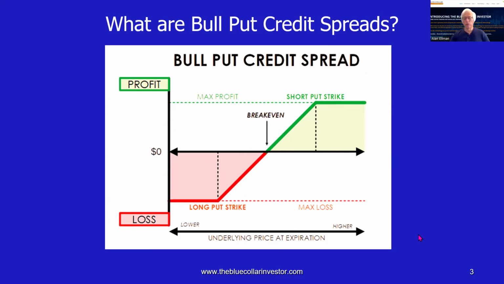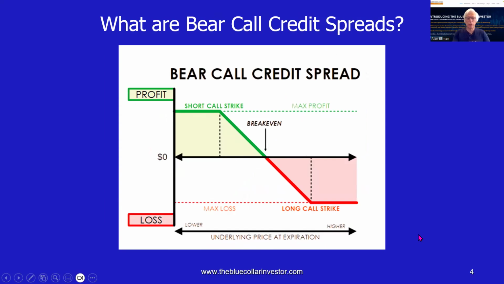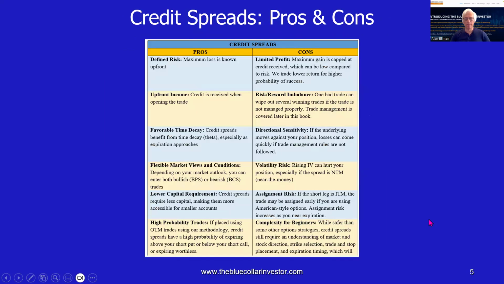We're also going to be discussing the other star of the show, which is the bear call credit spread, where we benefit when share price declines or stays the same. So those are the two stars, and we'll talk about when to use them, how to set up your trades, and how to manage your trades. All that will be critical to this upcoming webinar.